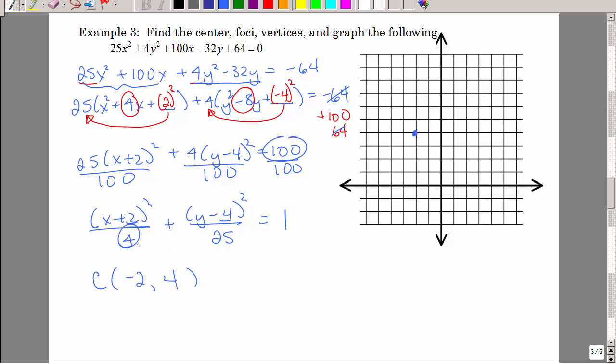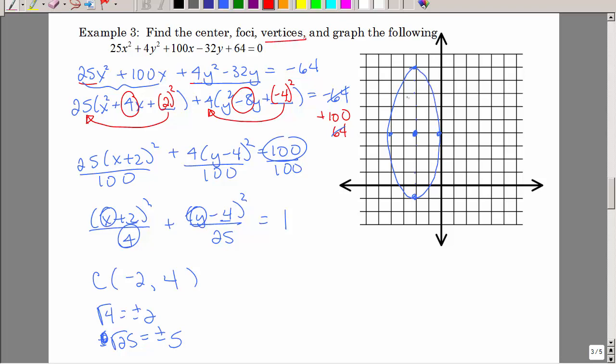Then we're going to take the square root of 4, which is plus or minus 2, and that's underneath x, so again side to side. Then the square root of 25 is plus or minus 5, and that's underneath y. So I go up and down, or in the y direction. Then graph it the best I can.